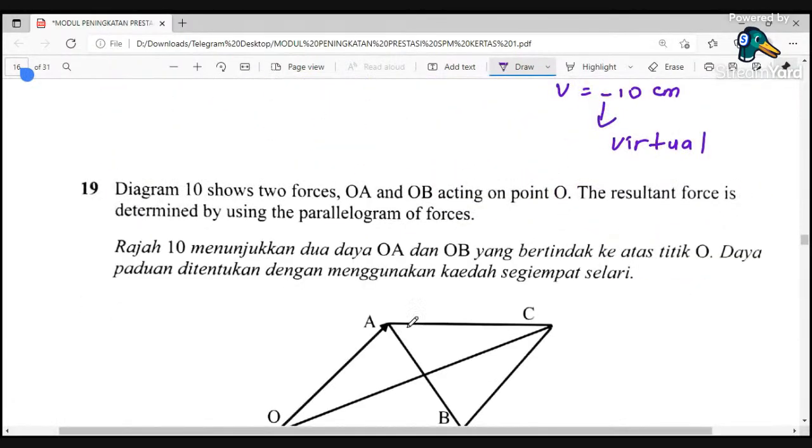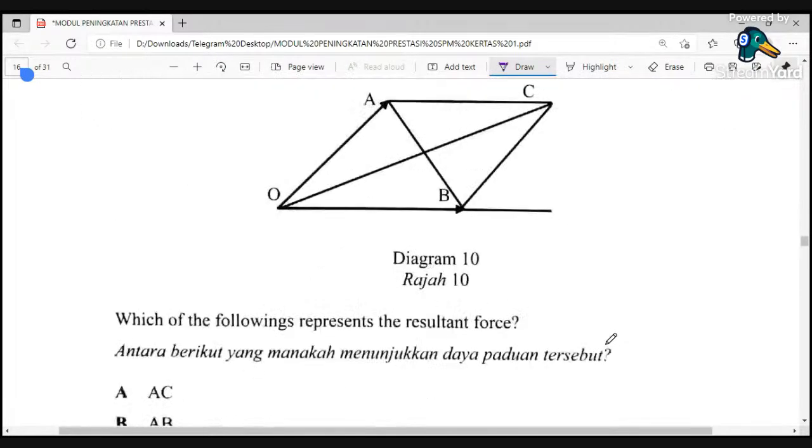Number 19, diagram 10 shows two forces OA and OB acting on point O. Resultant force determined by using parallelogram of forces. Okay, I've got the parallelogram. Which of the following represent the resultant force?